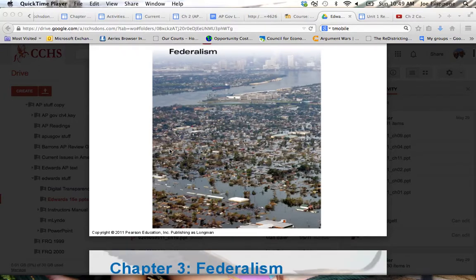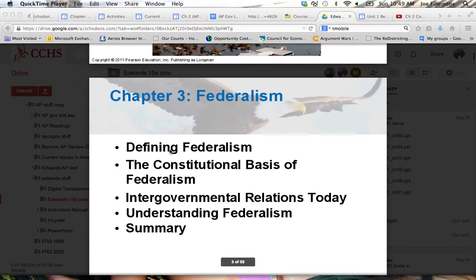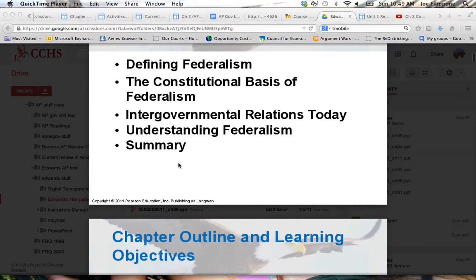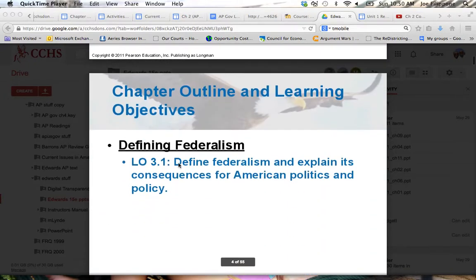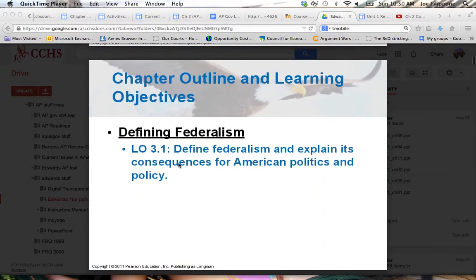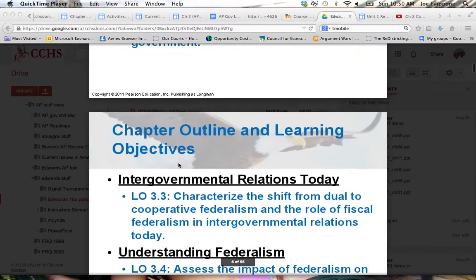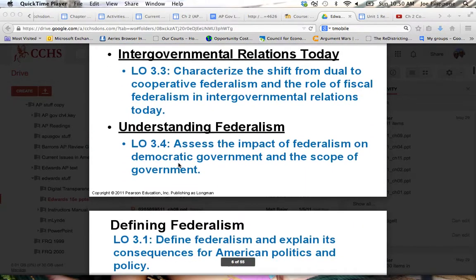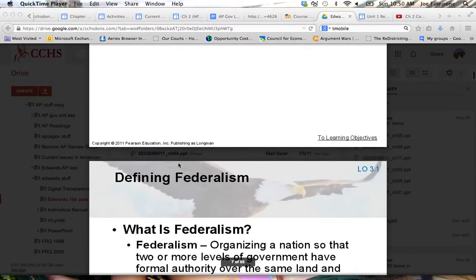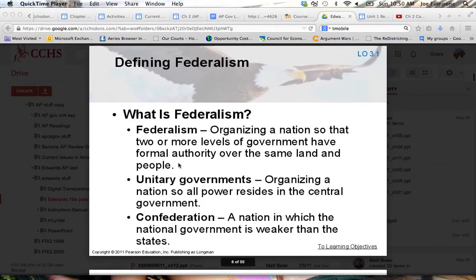We're going to go to Chapter 3, Federalism. We're going to define it, look at the constitutional basis of it, and look at intergovernmental relations today. And then we're going to try and understand federalism. So, let's go to defining federalism. All right, so what actually is federalism?